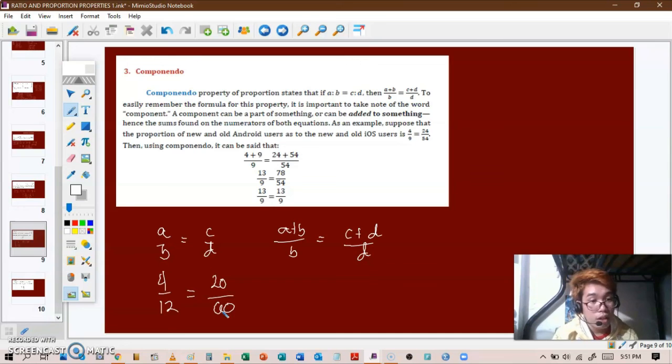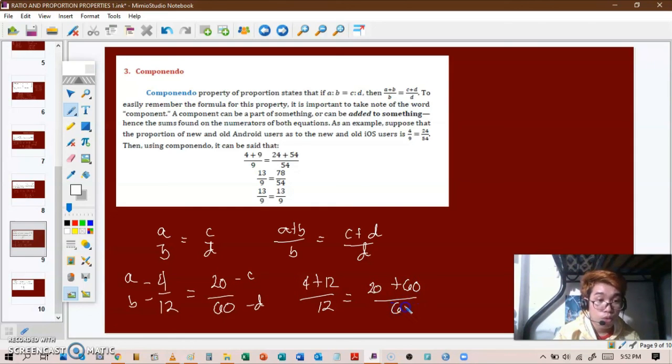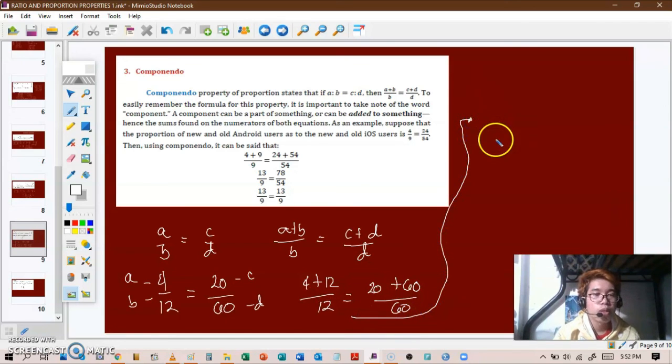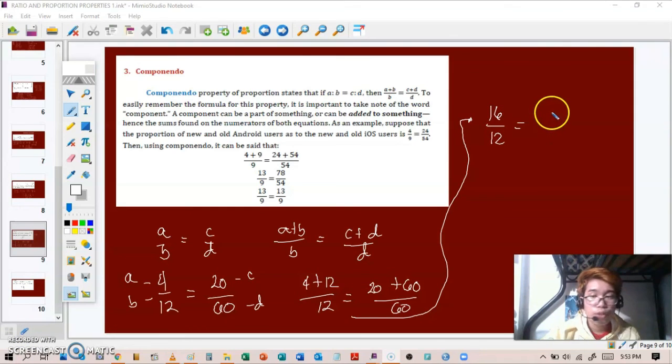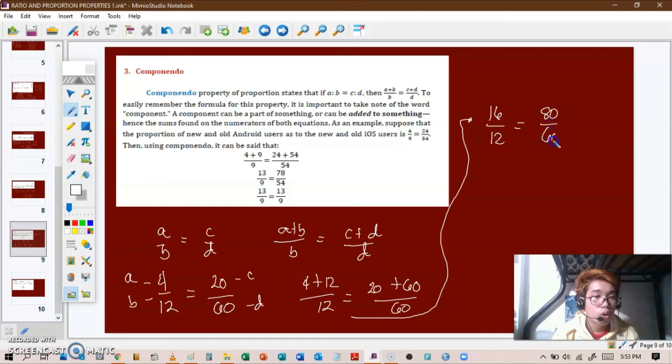Okay, so let's try this proportion. If this is A, this is B, this is C, and this is D, then we can say that 4 plus 12 all over 12 is equal to 20 plus 60 all over 60. Let's solve it over here. So this becomes 16 over 12 is equal to 60 plus 20, so that you're going to get 80 all over 60.